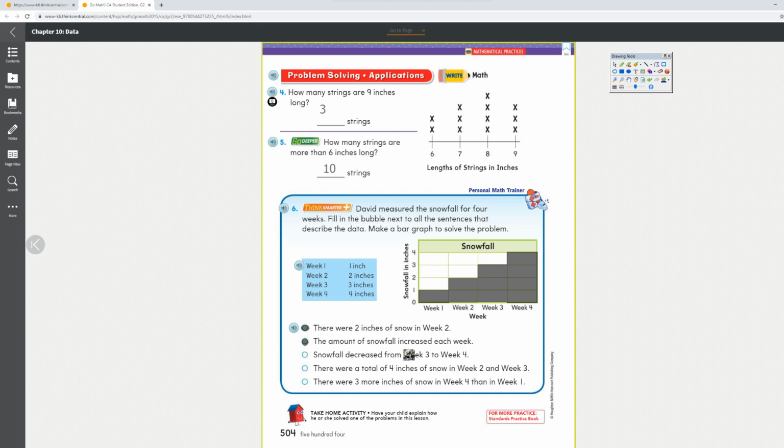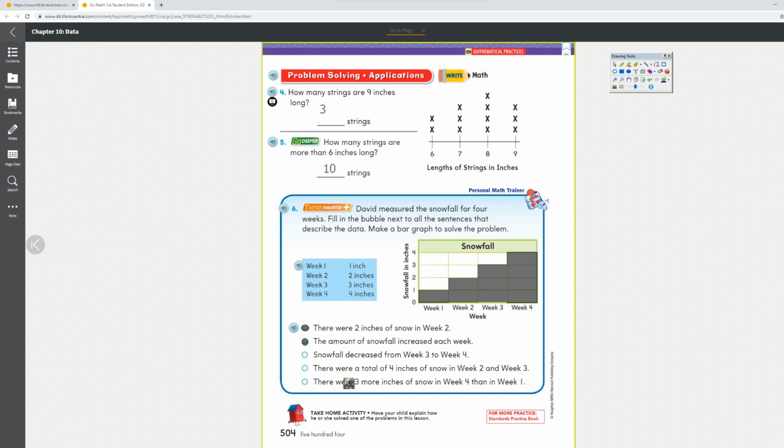Snowfall decreased from week 3 to week 4. Decrease meaning go down. 3 to 4, it looks like we're going up, not down. So we can't circle that one. That's wrong. Now the fourth one, there were a total of 4 inches of snow in week 2 and week 3. So a total amount would be added together. So week 2 we have 2 and week 3 we have 3. 2 plus 3 gives us 5. 5 is more than 4. So there were not a total of 4. So we can't circle that one.